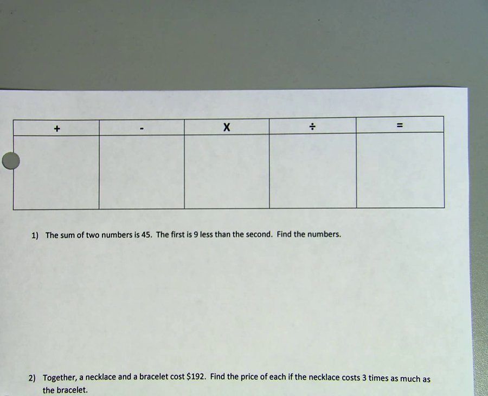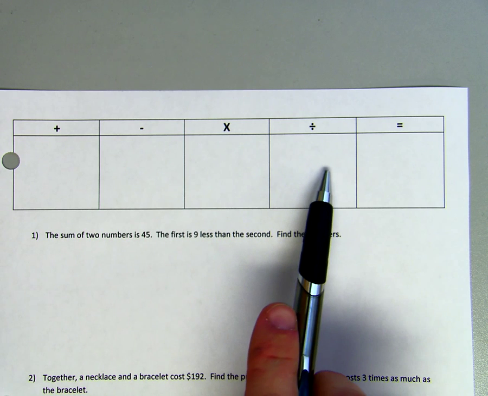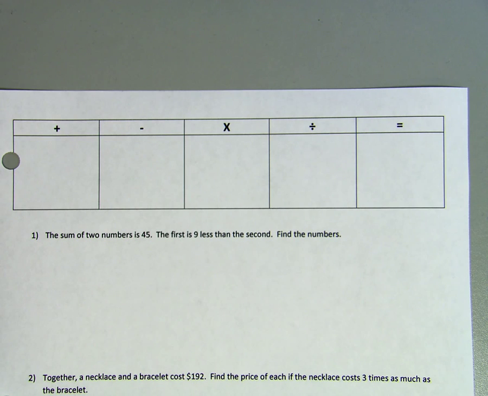So today we're going to be working on word problems. One of the strategies we're going to use is key terms in the word problems. So up top you see that there are some columns here, one for addition, one for subtraction, one for multiplication, division, and equal. And so when you read these word problems, you're going to go ahead and read key terms that match to those specific categories.